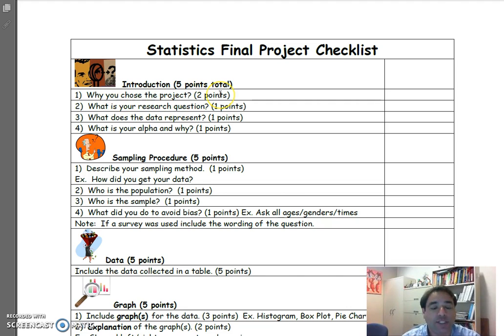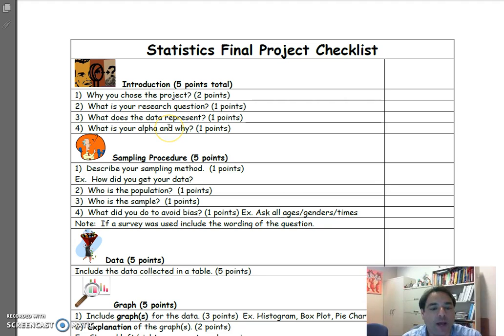So why did you choose the project? Well, I chose the project because I wear contacts, and I'm wondering how many people actually wear contacts or glasses. What's your research question? Do you wear glasses, contacts, or any other visual aids? What does the data represent? The percent of people who do wear glasses, contacts, or other visual aids.